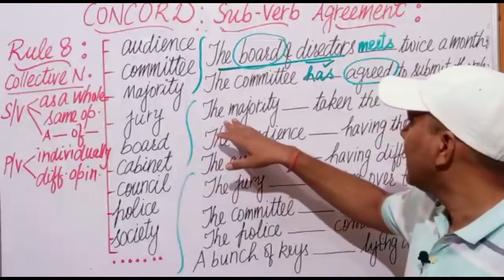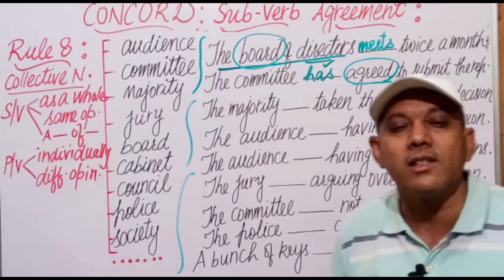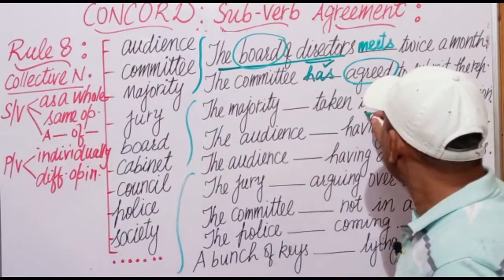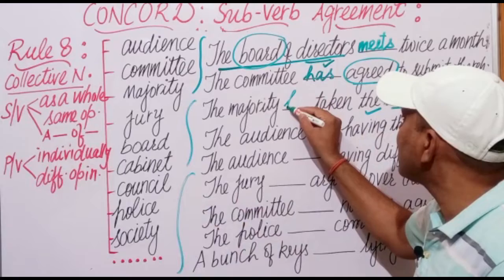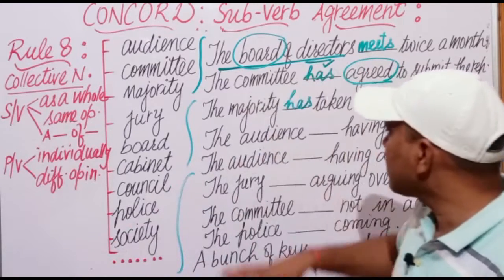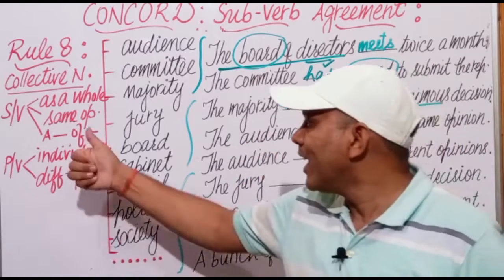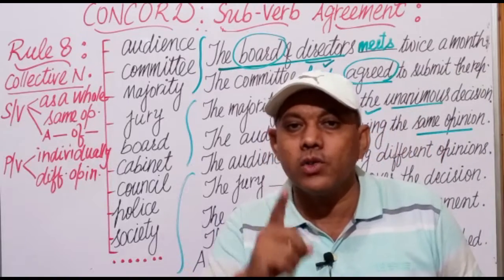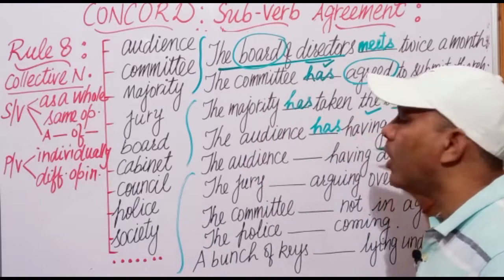The next one is, the majority dash taken the unanimous decision. Taken the same decision. It means they are in agreement. They have the same opinion. So we shall use has taken the unanimous decision. And the next one is, the audience dash having the same opinion. Here, if a collective noun has the same opinion, we shall use a singular verb. The audience has the same opinion.